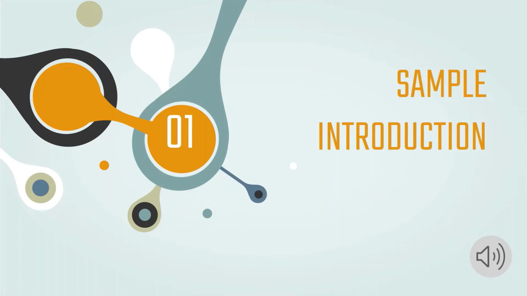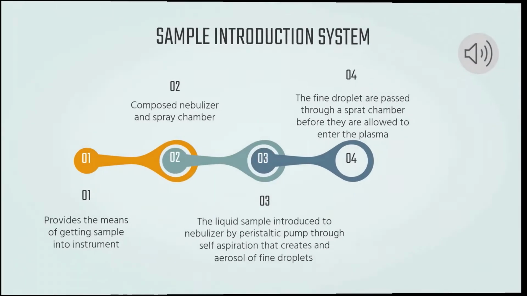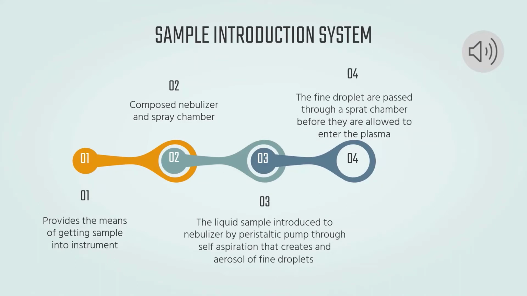Sample introduction. The sample introduction system provides the means of getting the sample into the instrument. It is composed of a nebulizer and a spray chamber. The liquid sample is introduced to the nebulizer by a peristaltic pump through self-aspiration, which creates an aerosol of fine droplets. The fine droplets are passed through a spray chamber before they are allowed to enter the plasma.